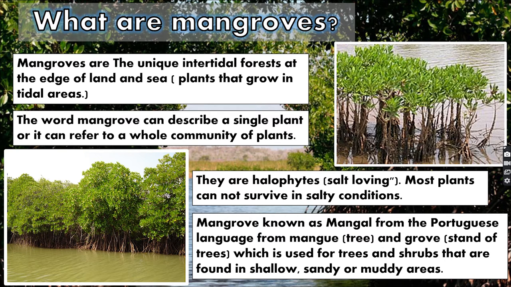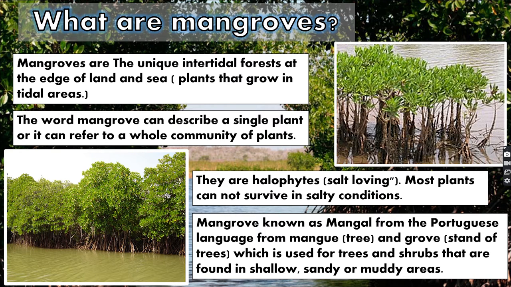Mangroves are the unique intertidal forests at the edge of land and sea. These are the plants that grow in tidal areas. Tidal areas means where ocean meets the land. Mainly, mangroves grow in tropical and coastal swamps. They have numerous tangled roots that grow above ground and form dense thickets, that is, group of bushes or trees. The word mangrove can describe a single plant or it can refer to a whole community of plants.